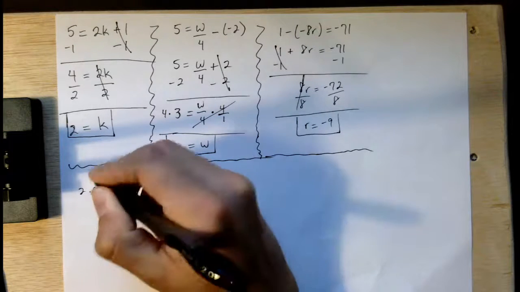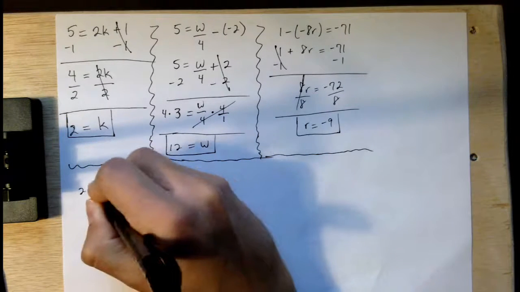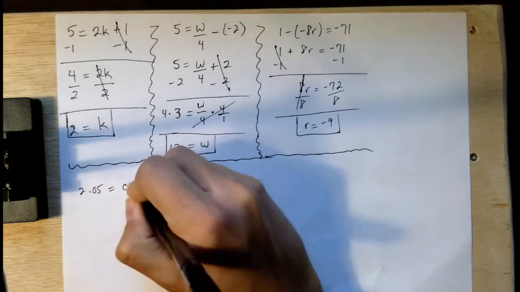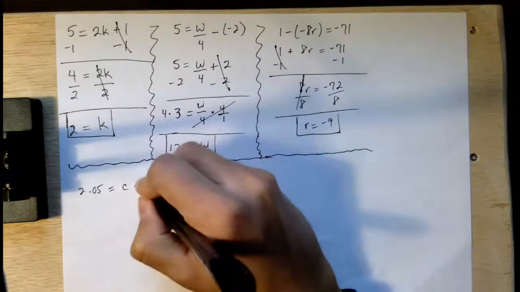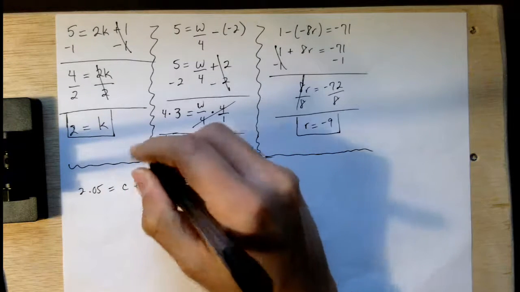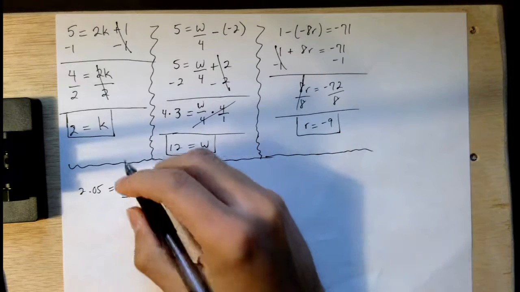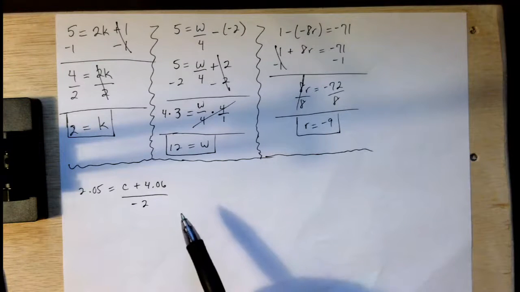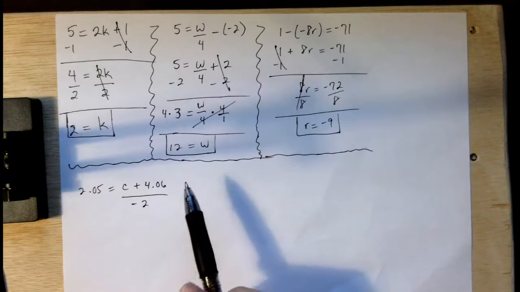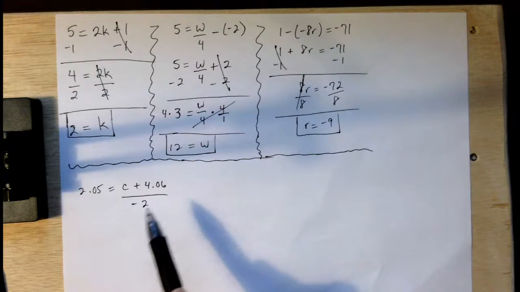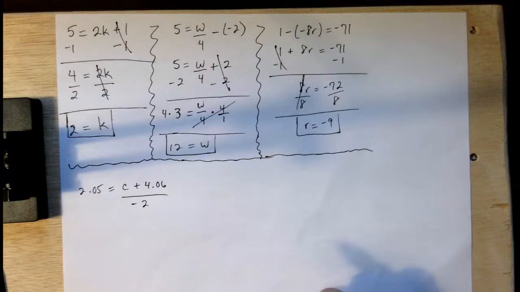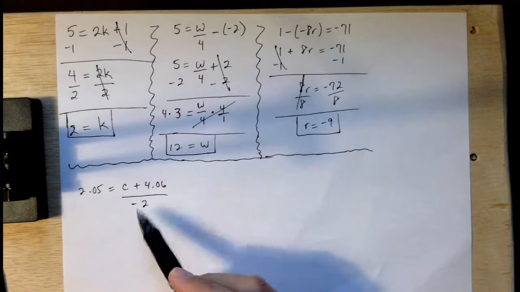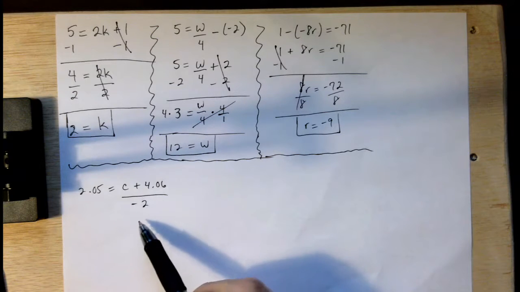2.05 is equal to c plus 4.06 over negative 2. Now, because this is one large fraction, this is c plus 4.06 over negative 2. I can't add or subtract first. Okay, this c is over negative 2. The 4.06 is also over the negative 2.